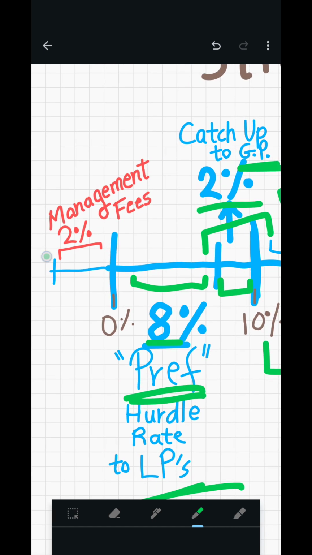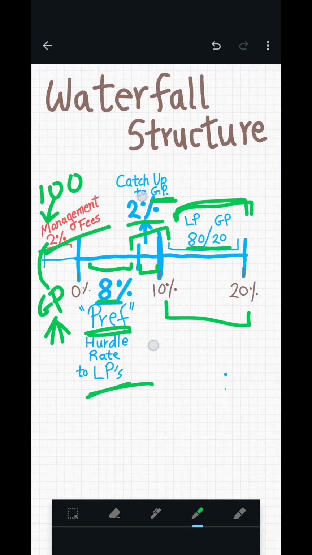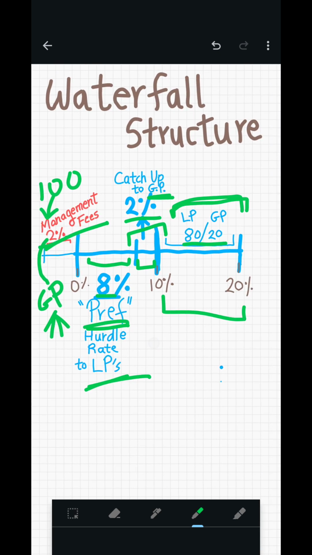And before even starting, the fund was started at 100. So every year 2% of that is charged as a management fee, which is charged to pay the salaries of the general partner and the team below him. So management fee is different from this. It is charged 2% every year.